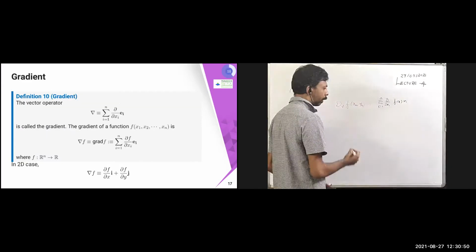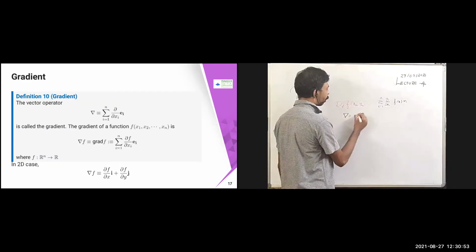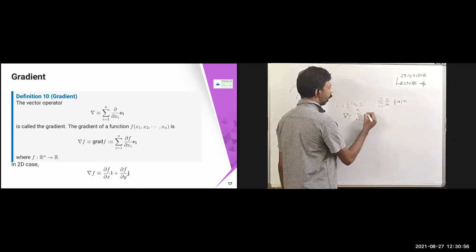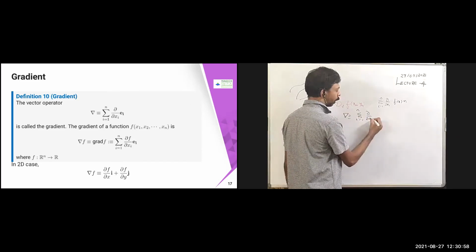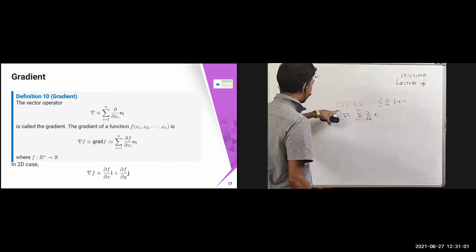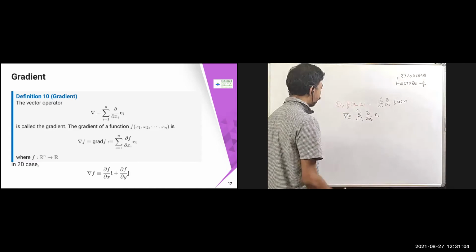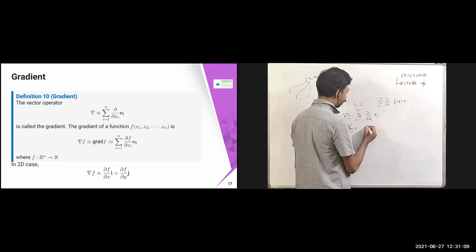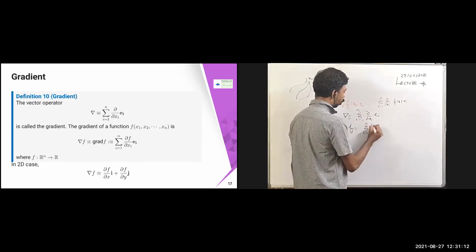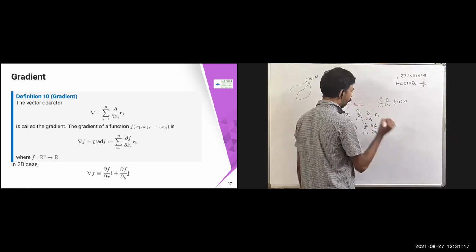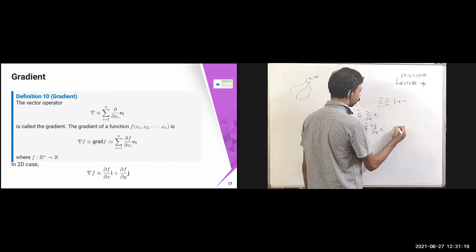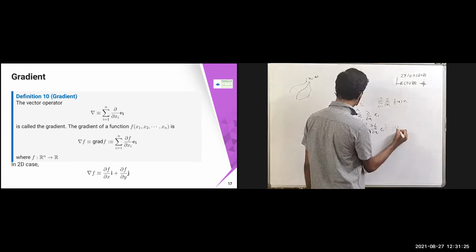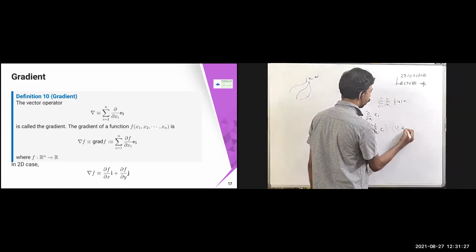Now, what is the gradient definition? The gradient definition is that del equals summation i equal to 1 to n, dou by dou xi into ei. Now, what is the relation between these two? I can write dv of f as summation i equal to 1 to n, dou f by dou xi into ei, dot, a dot product with the v vector. That means you can write it as vj ej, ei.